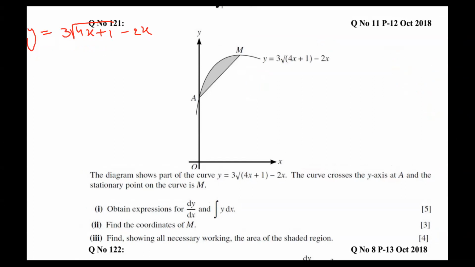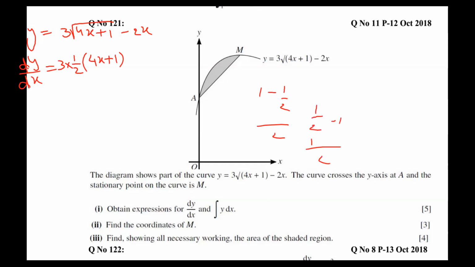So first of all, you're asked for the derivative, not hard at all. Power, what is the root? Root is equal to half. So the 3 stays as it is. The half comes down like this and the power is reduced by 1. So half minus 1, not 1 minus half. So it gives you minus half. So minus half comes in the power.